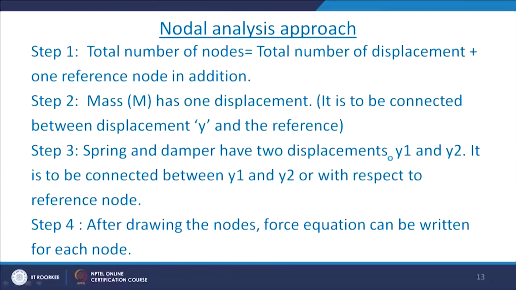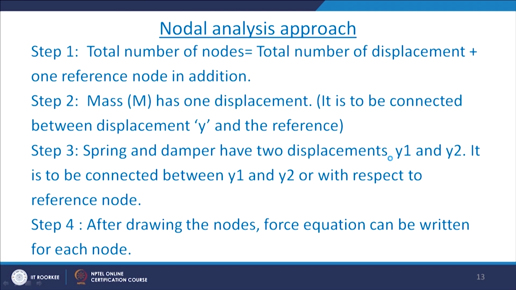But here we find that if you draw the free body diagram, and you take many higher order systems or many masses with a damper, it is sometimes very difficult. So in the literature there is one method called the nodal analysis method. That method can also be useful to get the state space model. So first of all we will see the nodal analysis approach. What are the steps to be followed? Step 1: the total number of nodes equals the total number of displacements plus one reference node in addition.